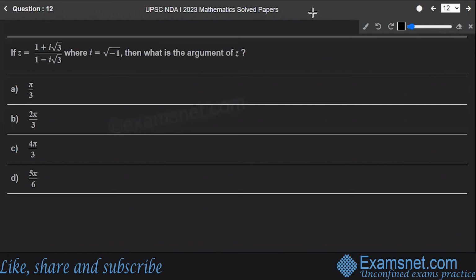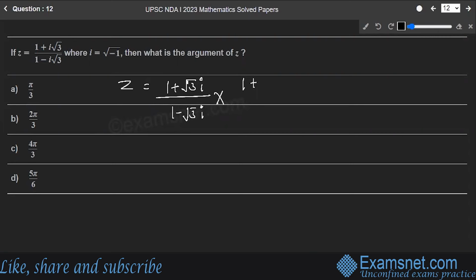Question number 12. If z is equal to (1 plus iota root 3) upon (1 minus iota root 3), where iota is equal to root of minus 1, then you have to find out the argument of z. All right, so you are given z is a complex number, which is 1 plus root 3 iota upon 1 minus root 3 iota. Let's rationalize it.